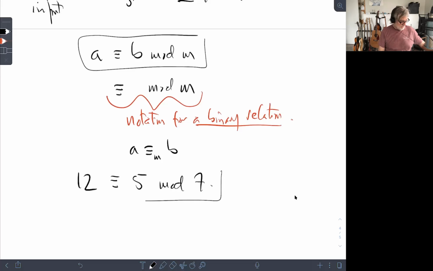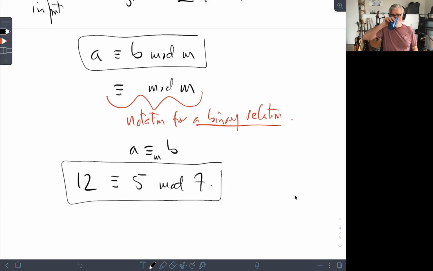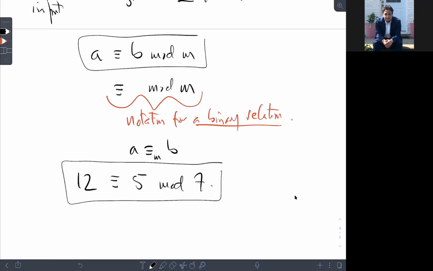So it's either yes or no. Either this is true or false. It's a relation, a predicate. It's like equality. It's just a generalized form of equality, but there are a lot of symbols for it, because for each m, there's a different kind of equality, if you want.